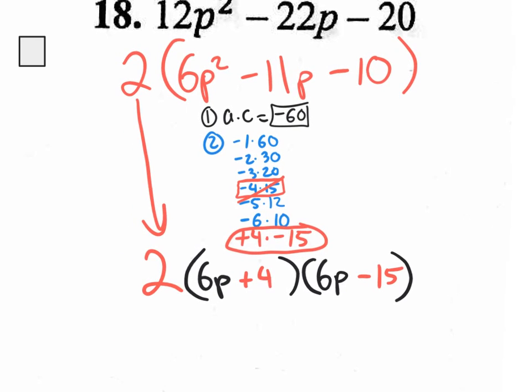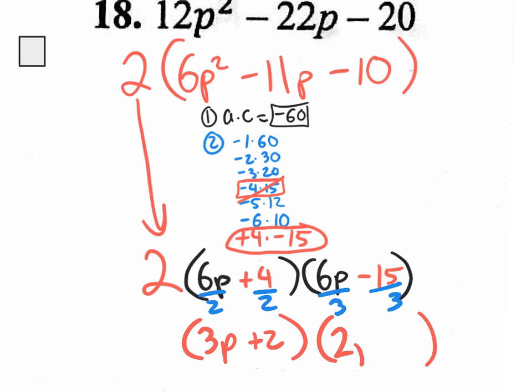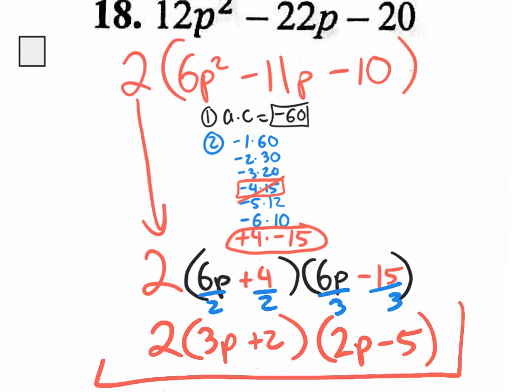And now on each of those binomials, we need to factor the GCF out or reduce by the GCF. So if we look at 6p and 4, we could reduce by 2. And we will have 3p plus 2. And on the second one, we could reduce by 3. And we will have 2p minus 5. And let's not forget about the 2 out in the front. That is your final factored form answer.